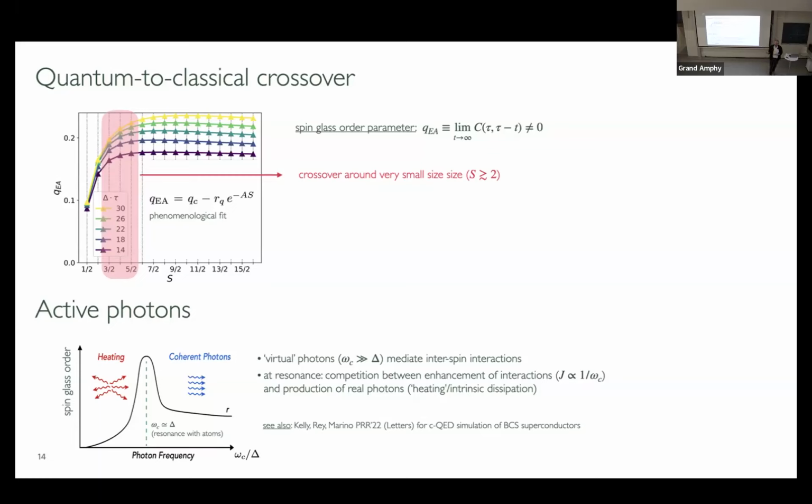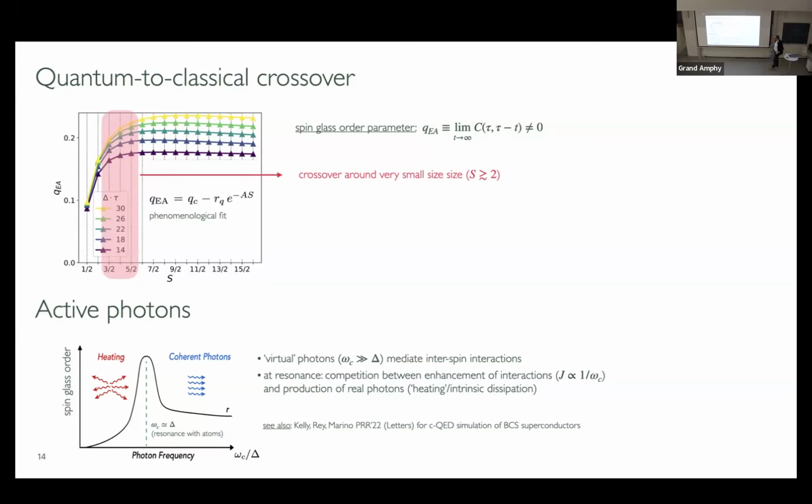So on one hand, you may think that's cool. This is going to enhance the interaction between the spins. It's going to make spin glass order stronger. But at the same time, when you're close to resonance, you're going to exchange real photons. And of course, this is going to give you a lot of heating. They're going to give you intrinsic dissipation between the atoms and the photons, not coming from losses into the outside. Internally by the system starting to act as its own bath.